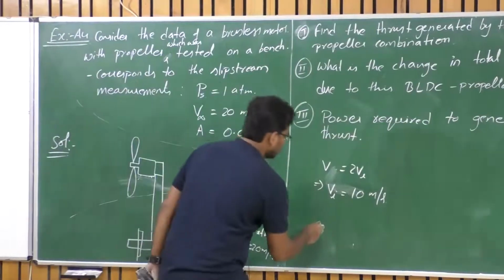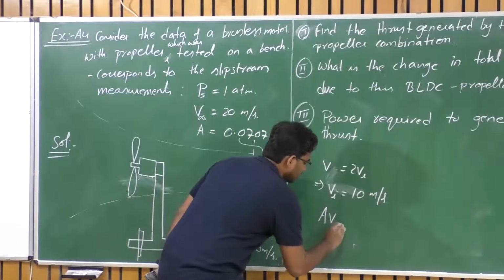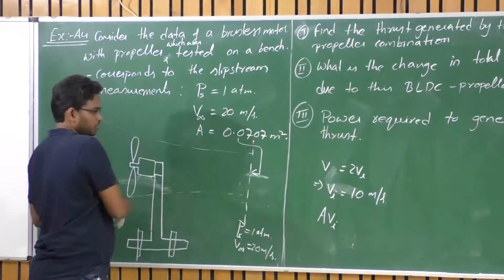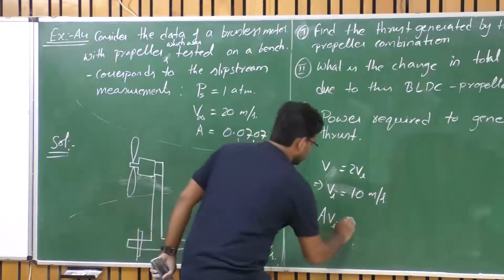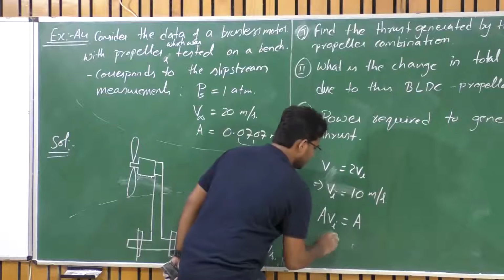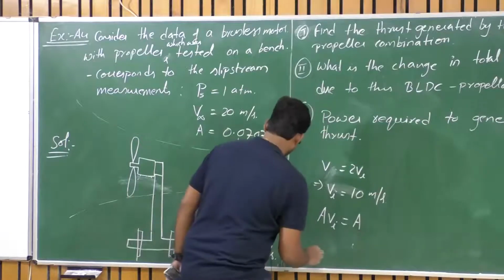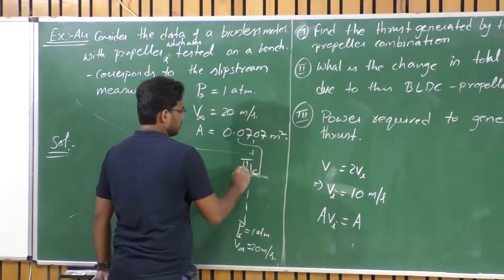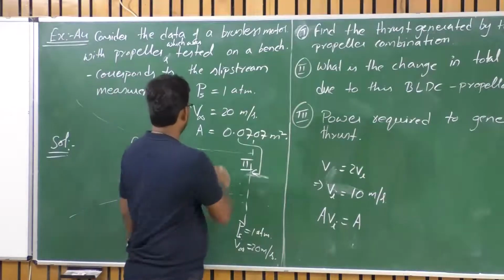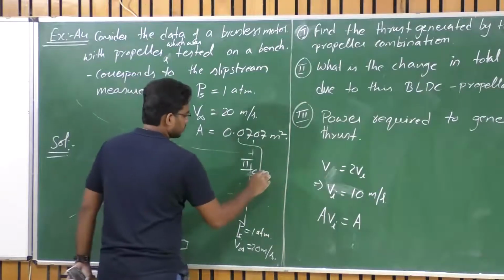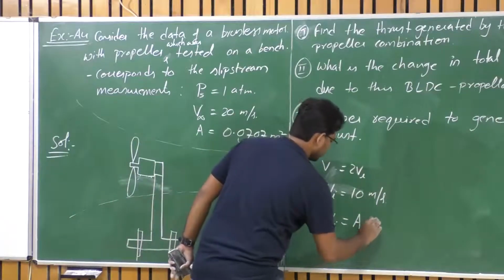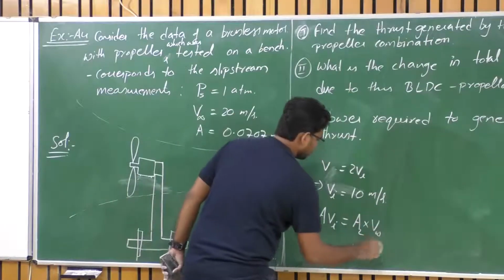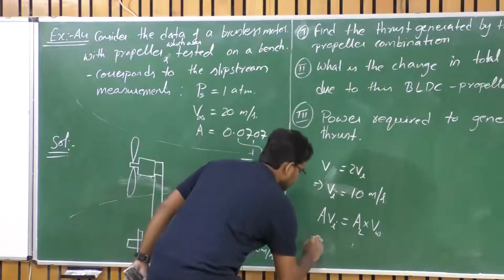Similarly, once we have this, I know that Ai times Vi at this particular disk is equal to A times V at this particular location. So the area of the disk and the area at this section, let us say section 2 in our case, A2, times this particular V2 here, or V infinity, whatever. So Vi, and what is A here?